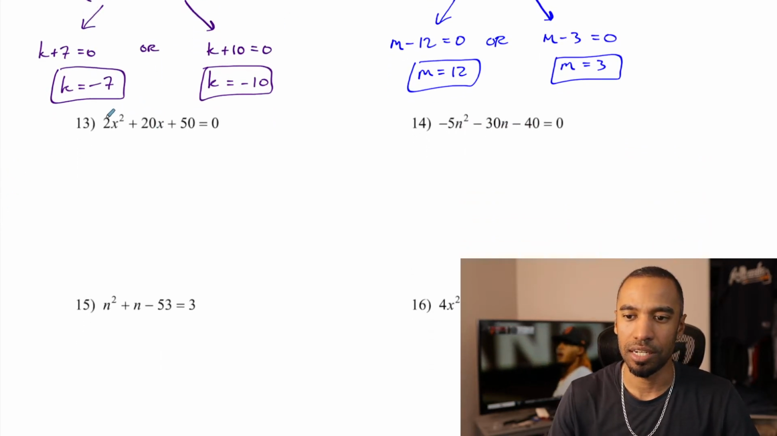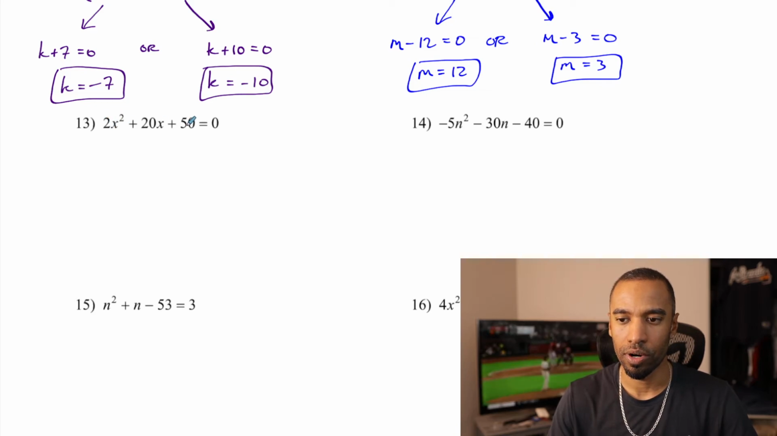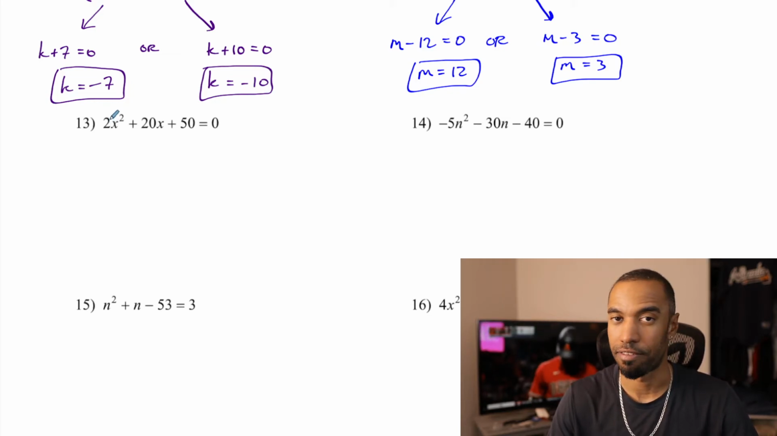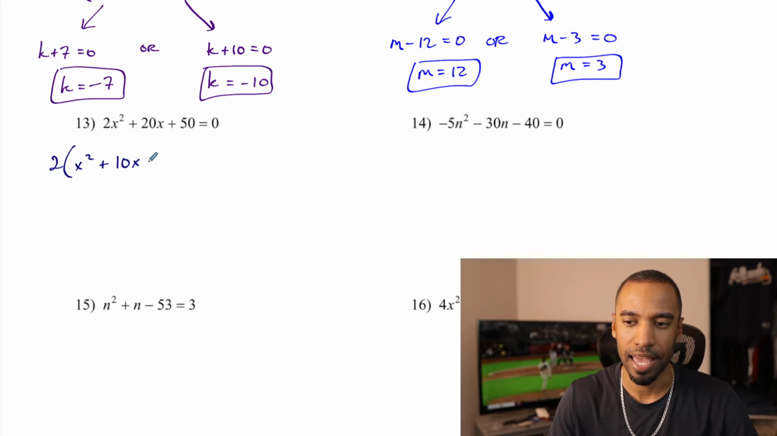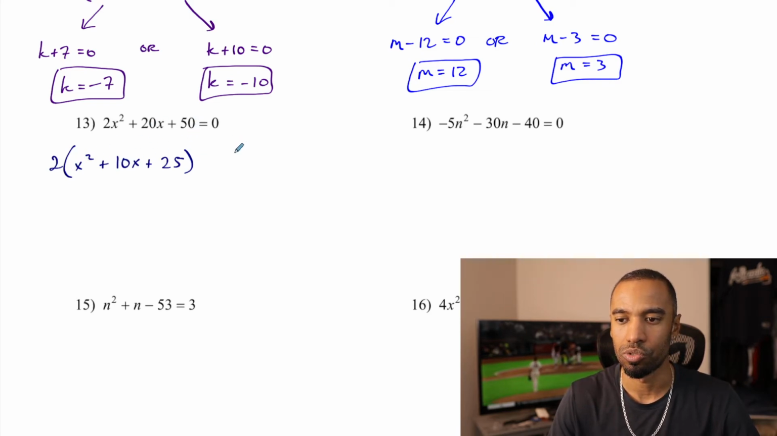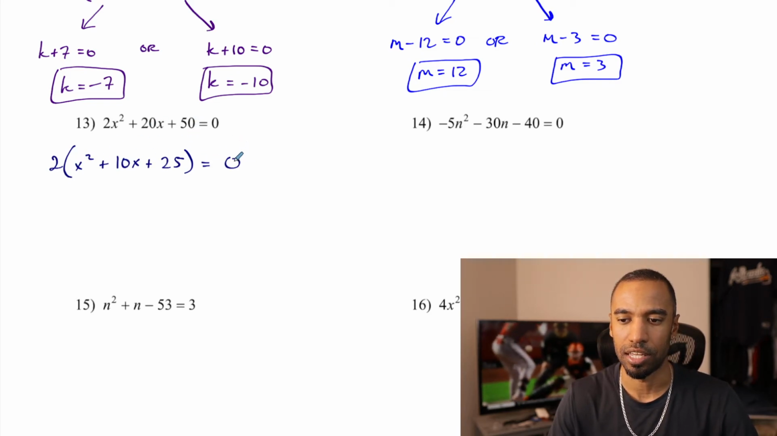All right, number 13, set equal to 0, we're in standard form, but this isn't a 1x squared, and we want to see then therefore if there's a common factor here. I'd love to factor out that 2 if possible. Let's go ahead and factor that 2 out, and we're going to get x squared plus 10x plus 25, because 2 times 10 is 20, 2 times 25 is 50. This is set equal to 0.